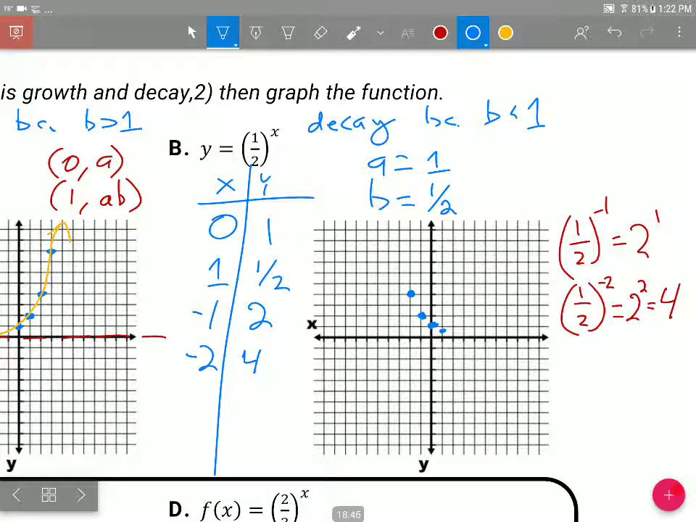All right. Let's do the next one. Let's do one more. -3. So if I've got 1/2 to the -3rd, it becomes, instead of a 1/2, it becomes a 2 cubed. What's 2 cubed?